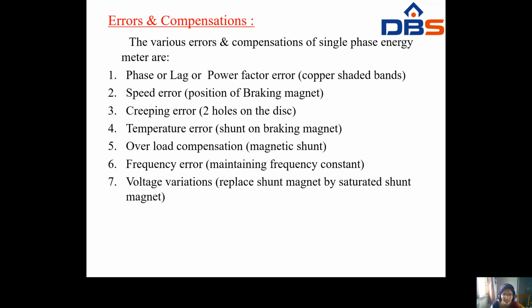Next one, speed error. Sometimes the disc speed will vary. Because of some errors, those are reduced by the position of the braking magnet. That means the braking magnet is used to adjust the speed of the disc.